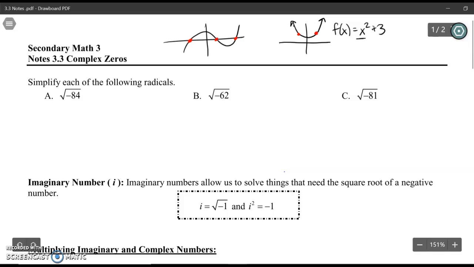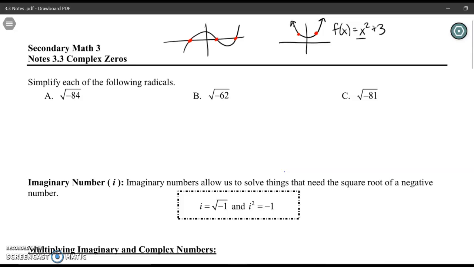They're not going to touch the x-axis, so we're not going to be able to identify them from a graph. It also means that when we start solving them, they're going to be imaginary or complex. So we're going to bring back that lovely letter i you learned last year. So let's look at these examples A, B, and C. In these examples, I'm just simplifying the radicals.